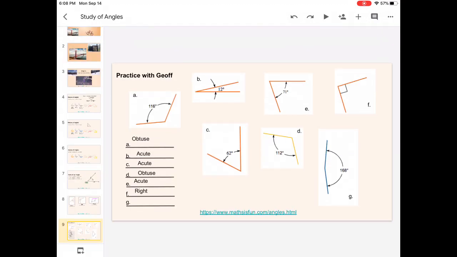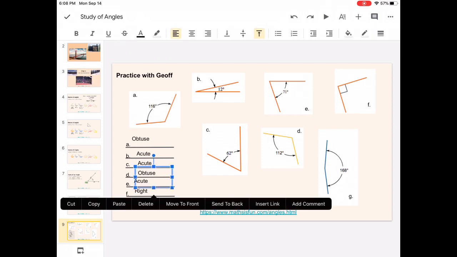And last but not least is G, 168 degrees. That is a very large angle. You can tell that's obtuse because it is such a large angle.